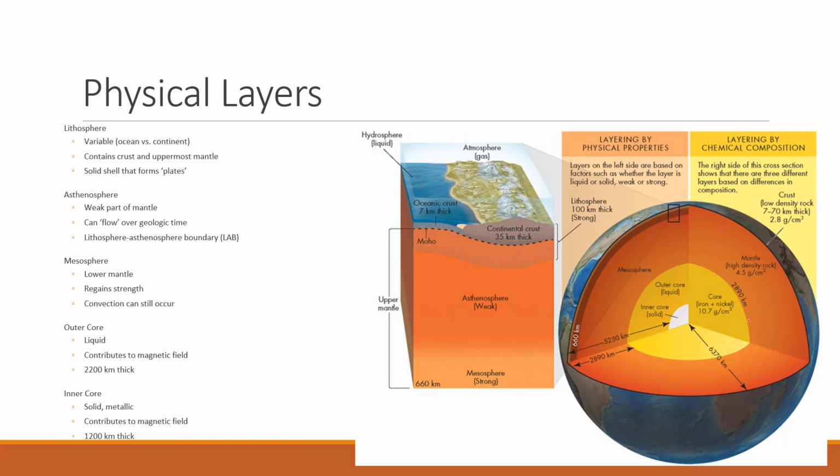Then we have the mesosphere. The mesosphere is where the mantle regains its strength. It's the lower part of the mantle. Here, convection can still occur. It's not as strong as what we see in the asthenosphere. And then we have our two core layers. We have a liquid outer core. This is why we have a magnetic field. And then we have a solid inner core, which also helps with our magnetic field. Both the cores are nickel and iron.